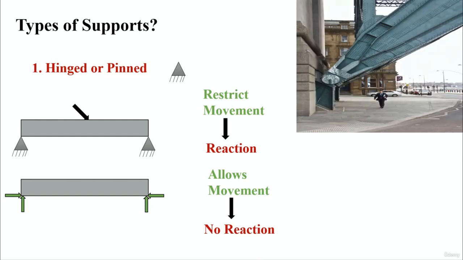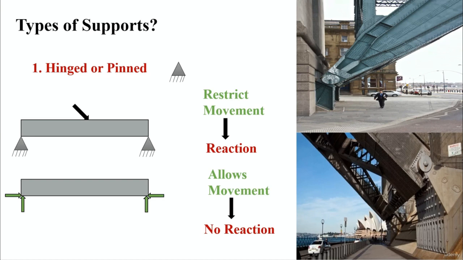Let me show you the practical example of the hinged support. You can see this is the hinged support. So this support will not allow the structure to move vertically and horizontally. Only the structure can rotate. It allows the rotation. So that is why there will not be any moment. We will be having only horizontal and vertical reaction in hinged support.